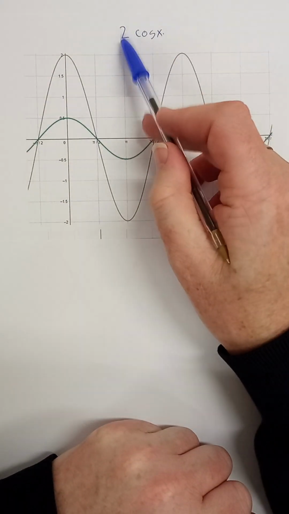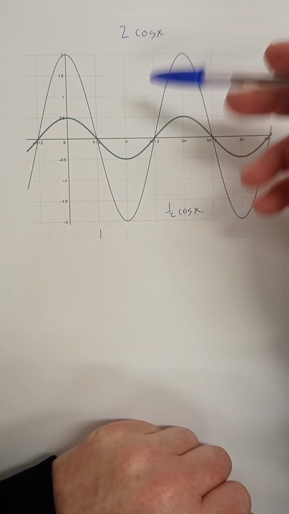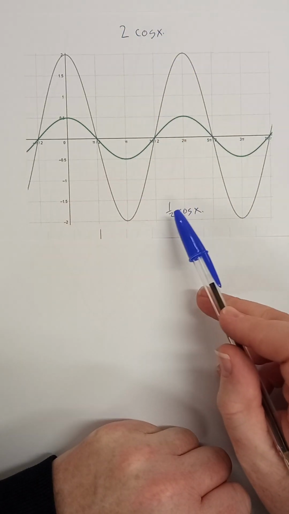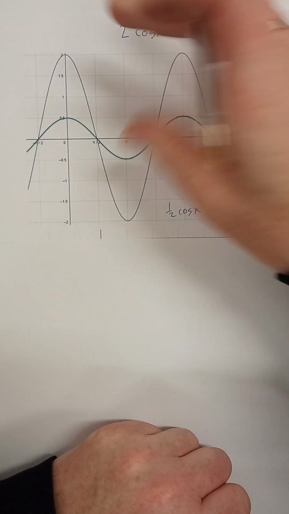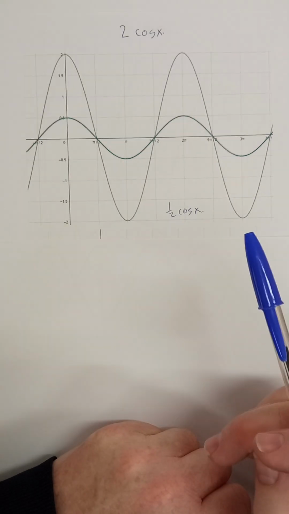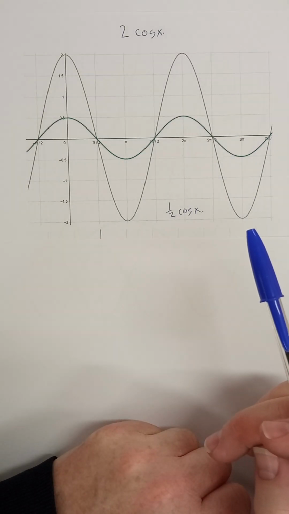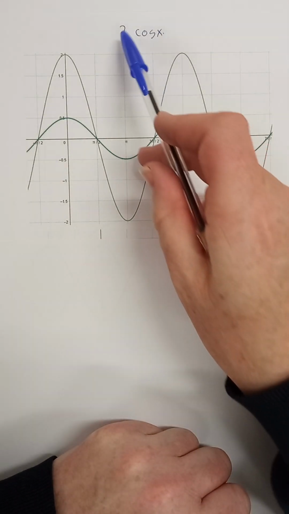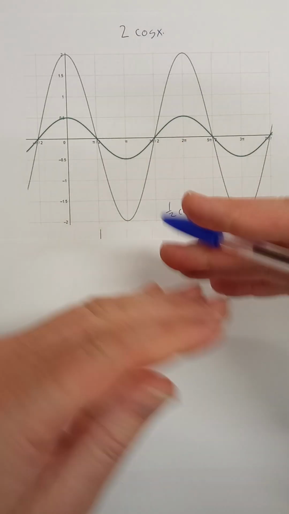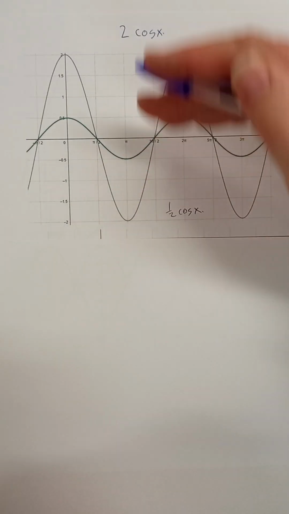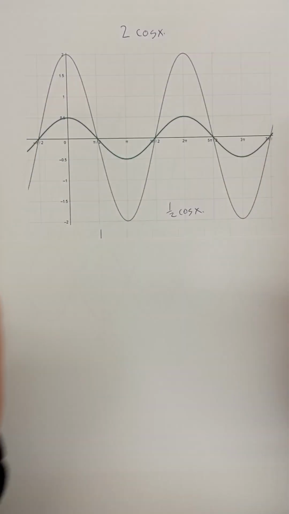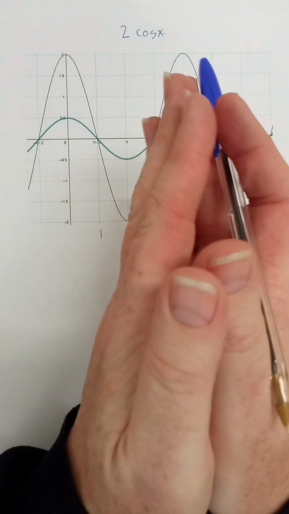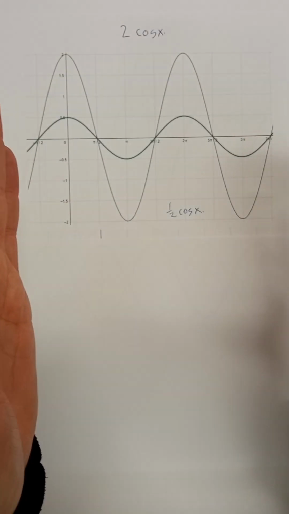So the number in front, if it's greater than 1, will stretch it. And obviously if the number in front is less than 1, like this one, the green one, it contracts it. Okay? So that's your second rule. This is your b value. Your b value controls the amplitude, the stretch on the y-axis. Okay? Your c value controls the period, the stretch on the x-axis.